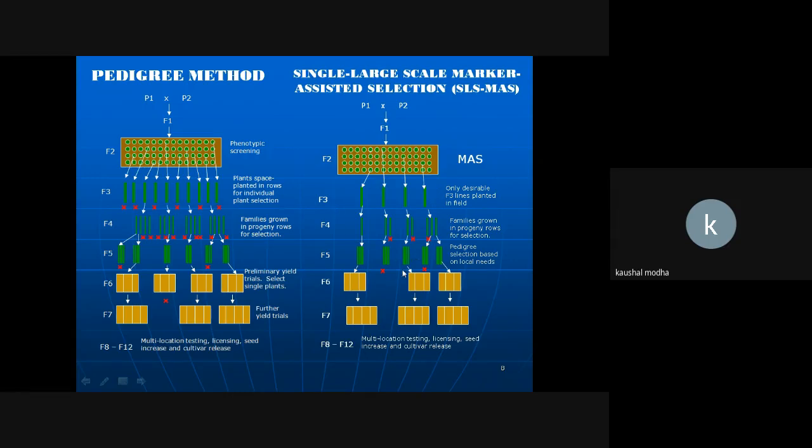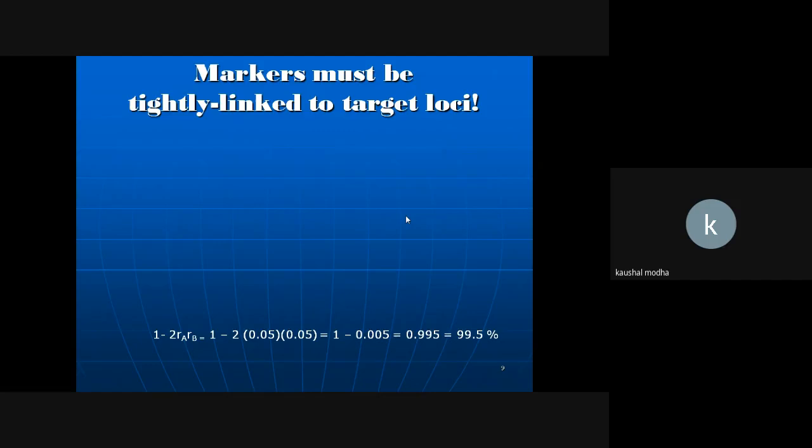So that increases the efficiency of selection and of the material to be handled. But nowadays, the time duration can also be reduced by utilizing SNP markers and genotyping by sequencing.